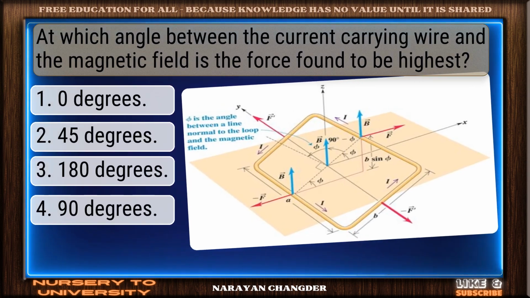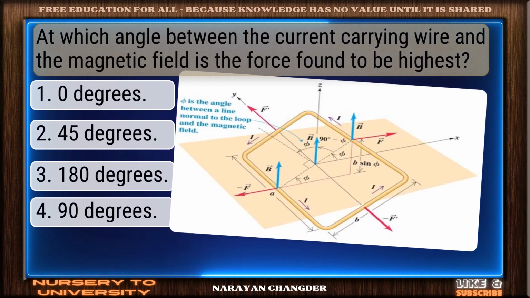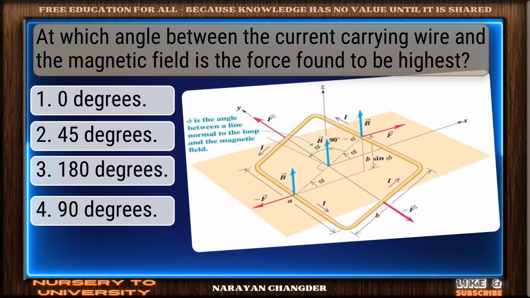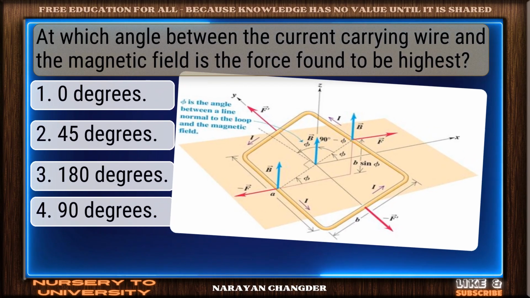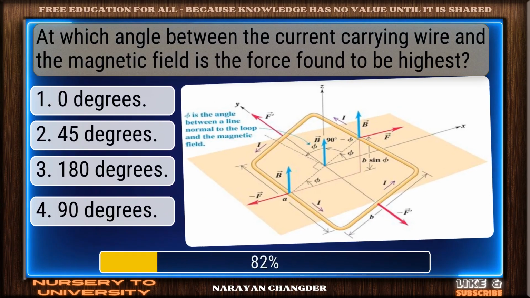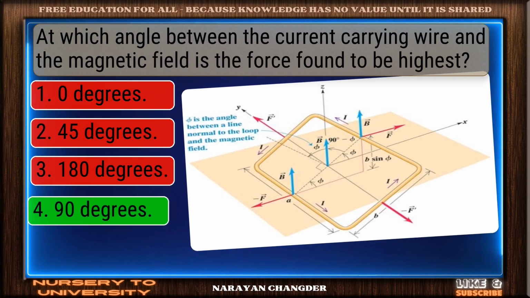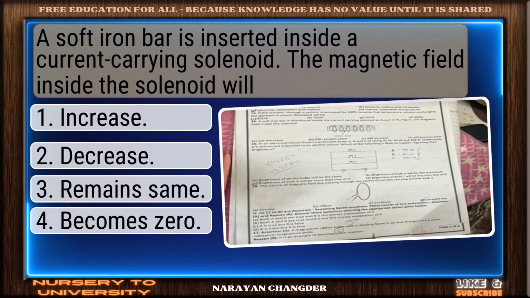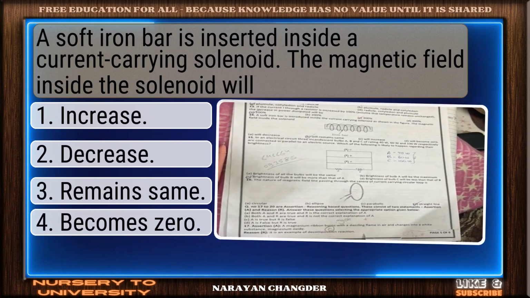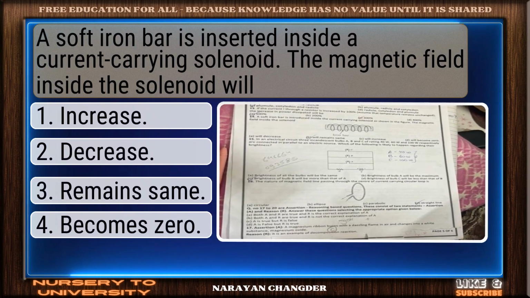At which angle between the current carrying wire and the magnetic field is the force found to be highest? Perfect. 90 degrees is the one. A soft iron bar is inserted inside a current-carrying solenoid. The magnetic field inside the solenoid will.